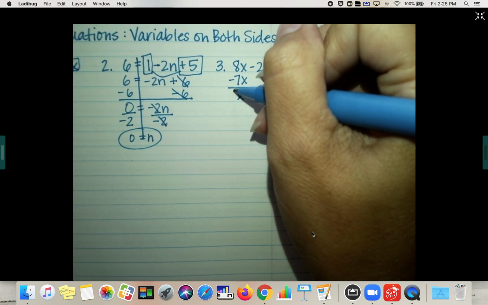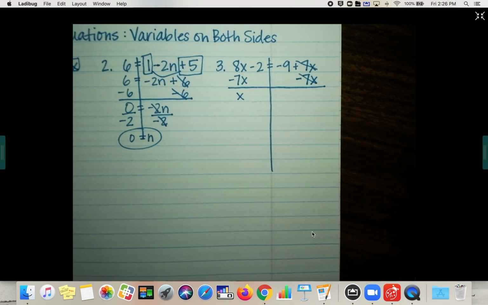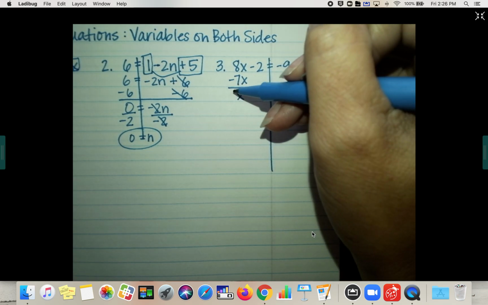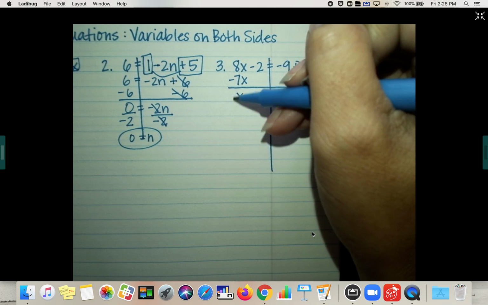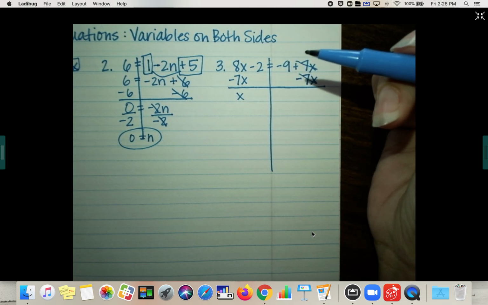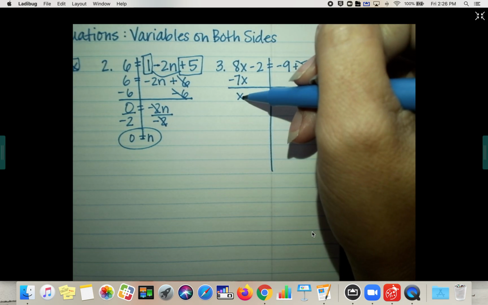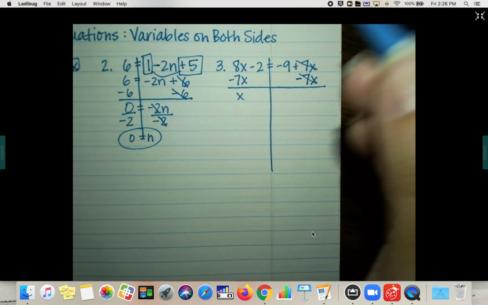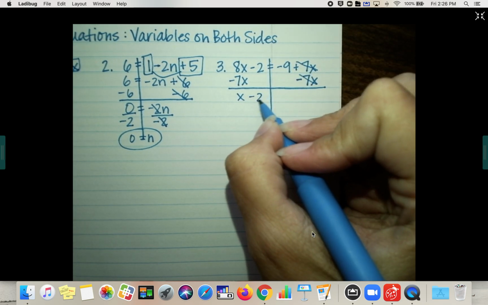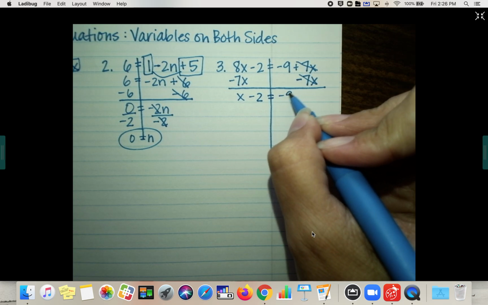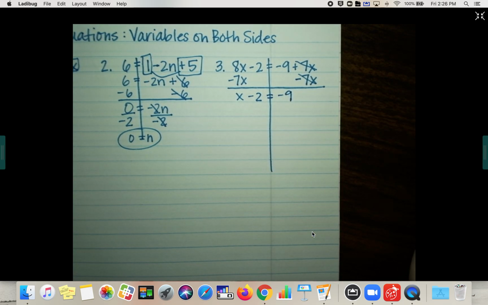You can absolutely put a 1 here if it helps you, but you will start seeing more and more. Anytime there's a 1, it's going to be hidden and invisible. So for the most part, you won't ever see a number if it's just x. You'll assume it's 1. Bring down your -2, bring down your -9, and now we're almost done.